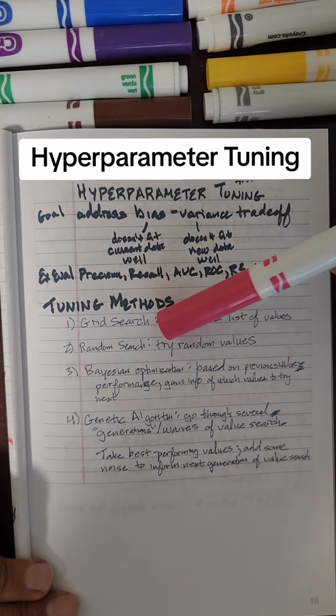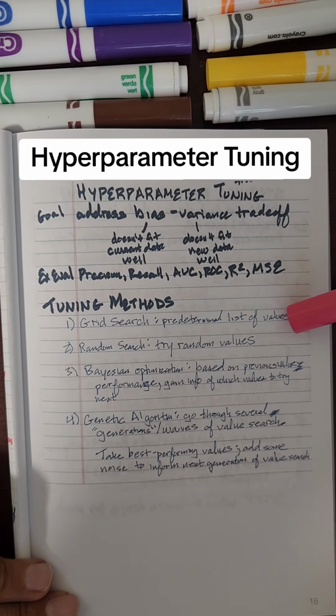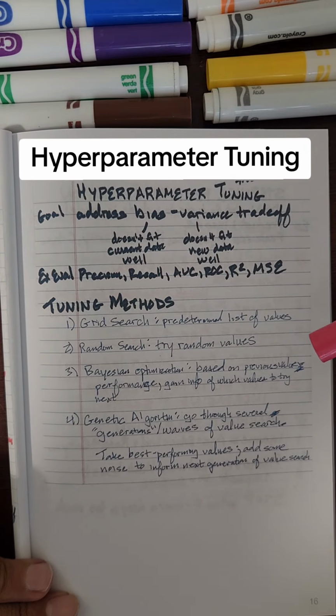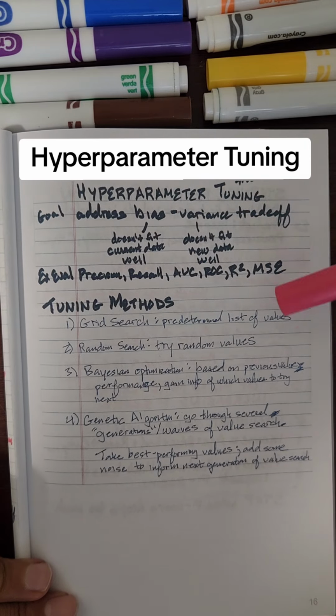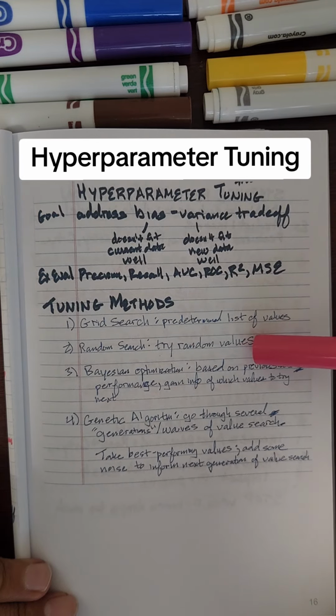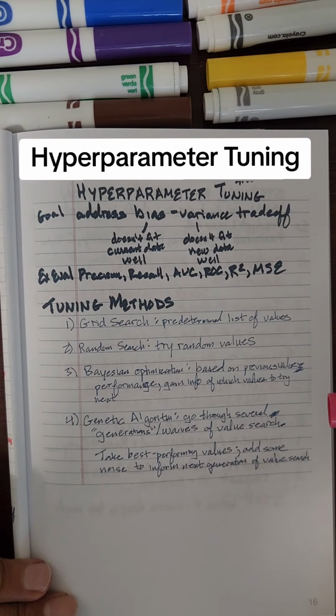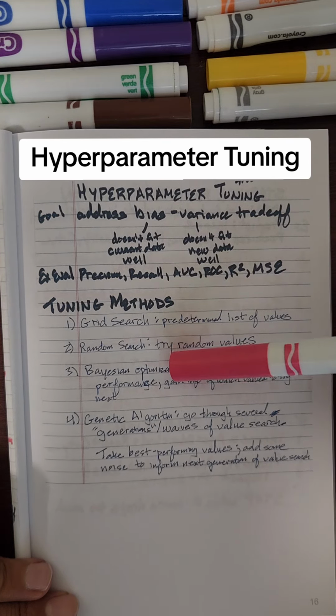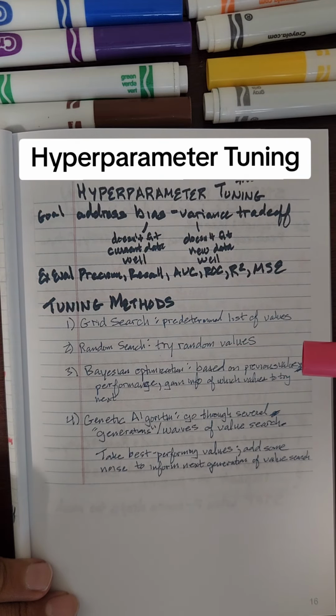One is grid search, where you have a predetermined list of values, say that alpha value that I mentioned earlier, that you're going to test. And you're going to see the performance, the bias variance trade-off for those different predetermined values of alpha. Second tuning method is random search, where you just choose random values of alpha and see which one performs the best. Third tuning method is Bayesian optimization.